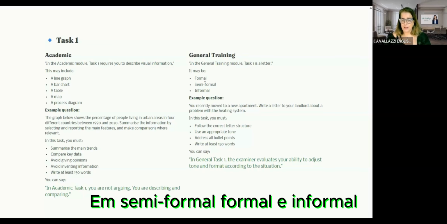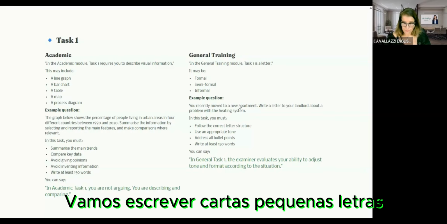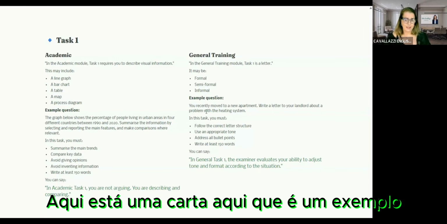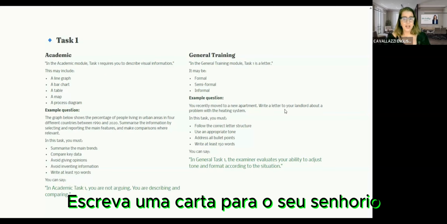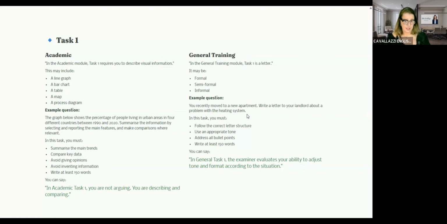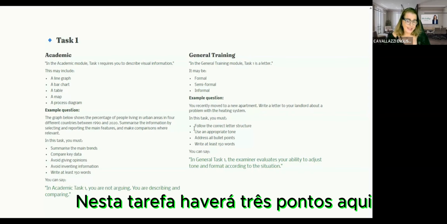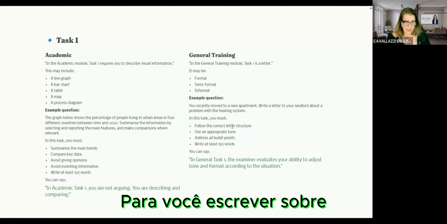In semi-formal, formal, and informal, which is for general training, we will write letters, little letters. Here's a letter here, which is an example. You recently moved to a new apartment. Write a letter to your landlord about a problem with the heating system. In this task, there will be 3 bullet points here. Use an appropriate tone. There will be 3 bullet points for you to write about.